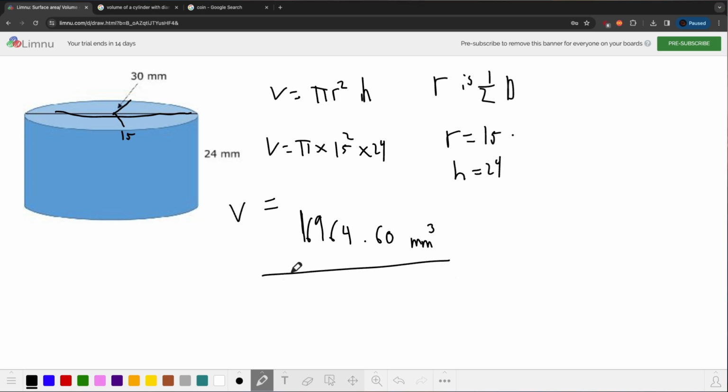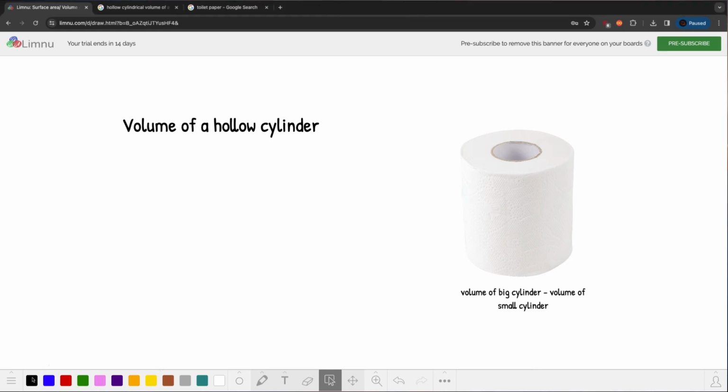Now let's move on to a difficult question where you have to find the volume of 2 cylinders. So now we're going to find out how to find the volume of a hollow cylinder. So what does a hollow cylinder actually mean? It basically means that you have a big cylinder, as you can see here, and then a small cylinder has been taken out of it.